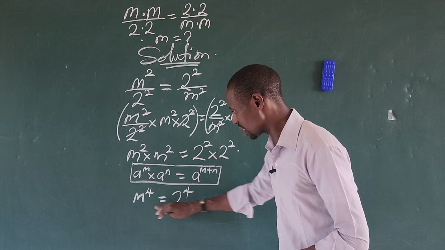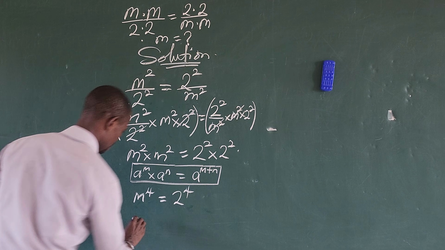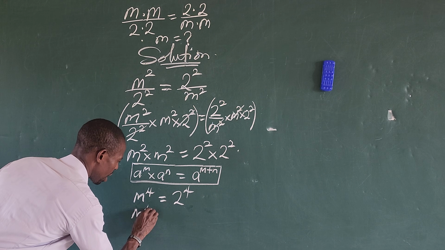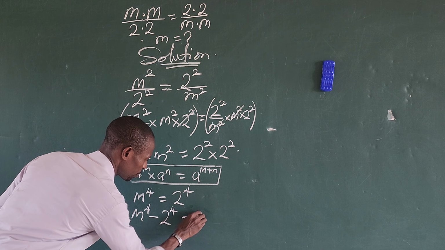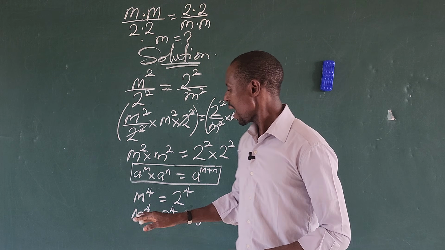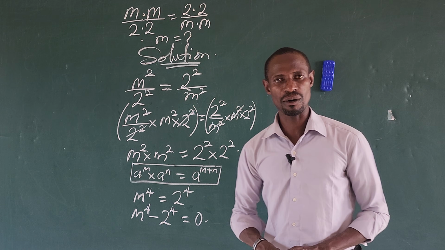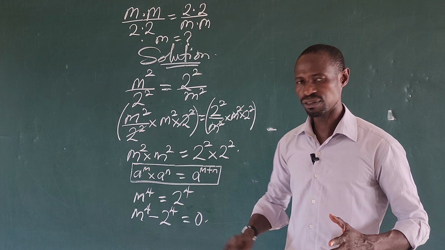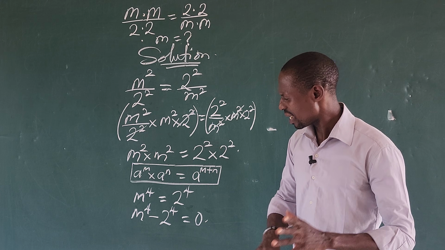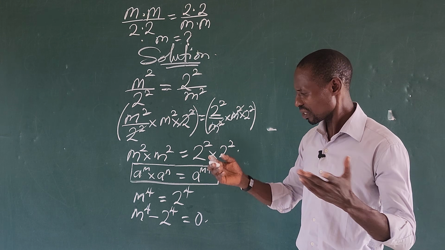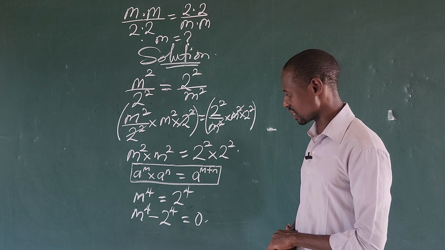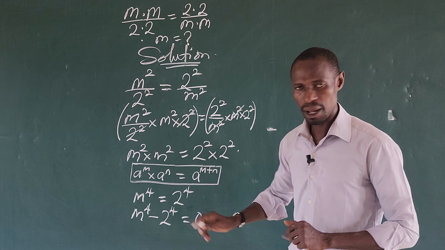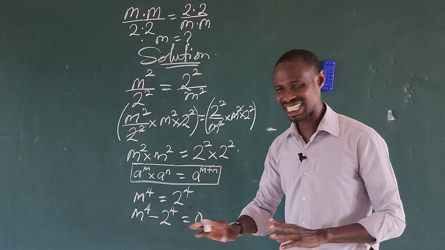We just have to move this to this side of the equation. So this is going to give us m to the power of 4 minus 2 to the power of 4 is equal to 0. Now we are having m to the power of 4 and 2 to the power of 4. Do we have a difference of fourth power? I have not seen that. Maybe we may have something of that, but we want to simplify this into simple terms.